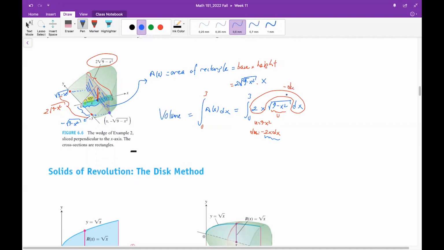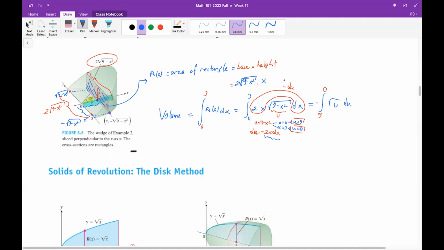So what you have for your integration in terms of your new variable is minus du square root of u. And then you can also transform the boundaries. You need to do that. If x is 0, the boundary for u is 9. And if x is 3, this is the upper bound for x, then the boundary for u becomes 0. So these are your new boundaries for your new variable u. It is from 9 to 0, I guess.